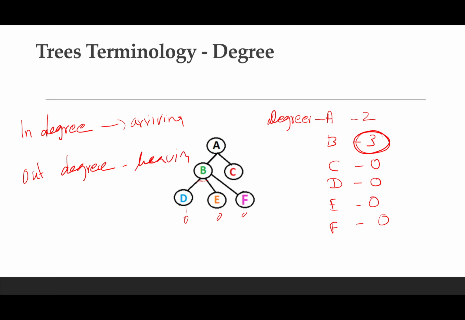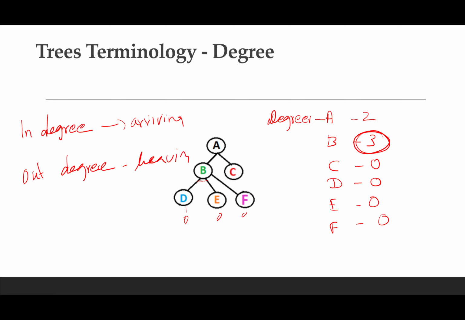Next we are going to see about the height. The number of edges in the longest path from the node to any leaf is the height. For all the leaf nodes, the height is 0.